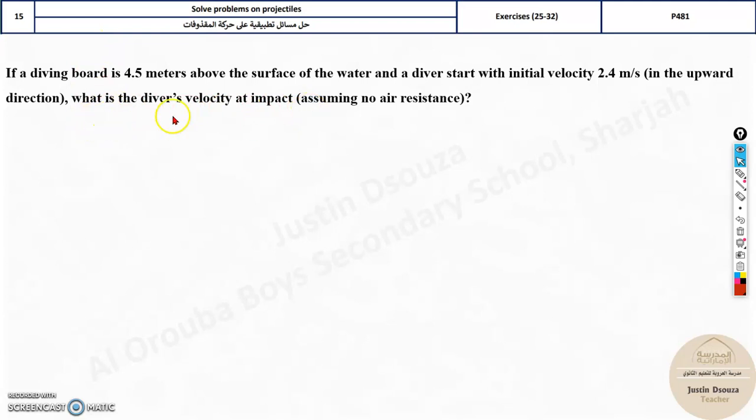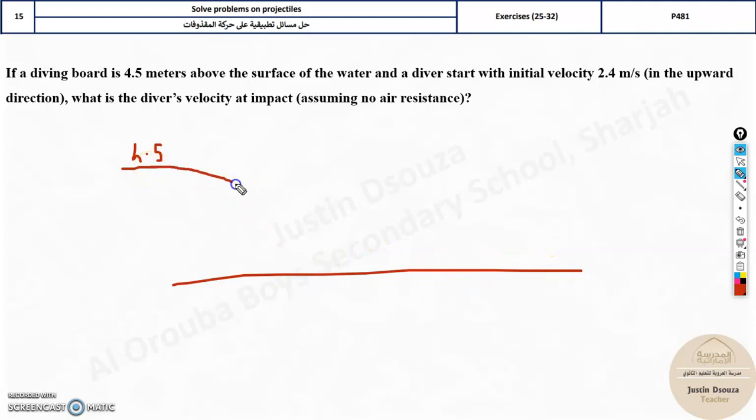This is very crucial. What exactly is impact? The diving board is already 4.5 meters above the surface of the water. The impact would be when he comes down and hits the surface. So the initial height over here is 4.5. When the height is 0, that is called the impact height. Any time the height is 0, it's the impact height.